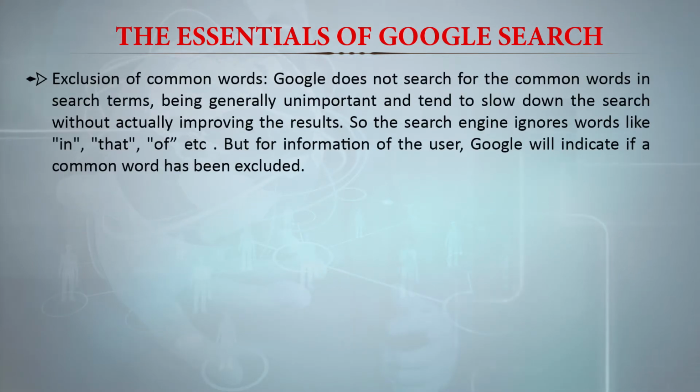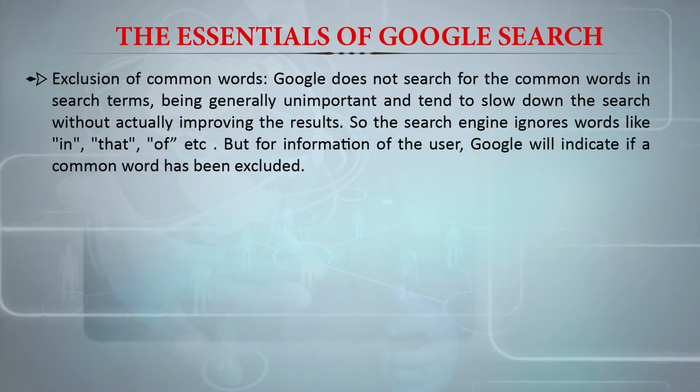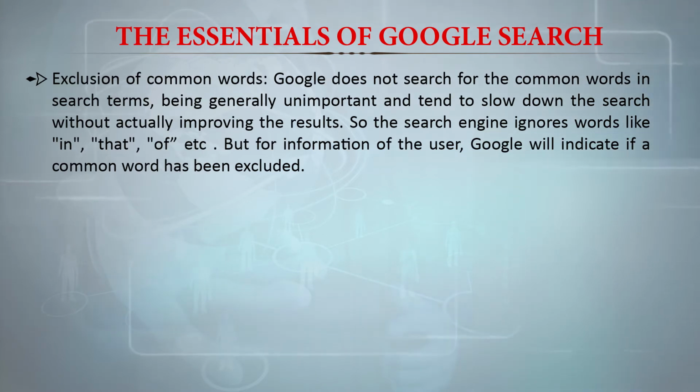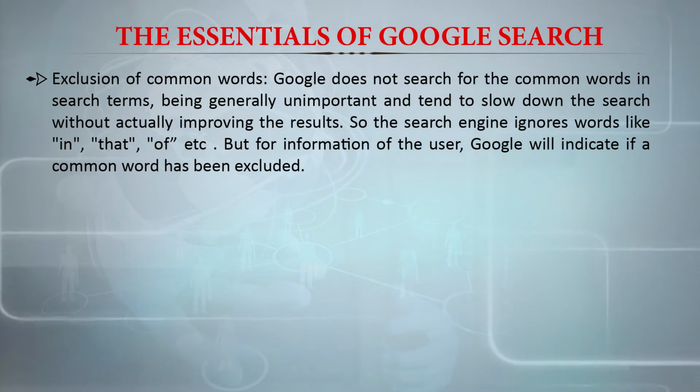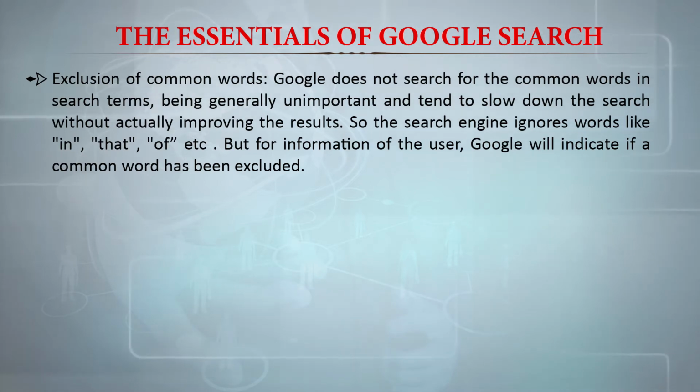Then exclusion of common words. Google doesn't search for common words in search terms, being generally unimportant and tending to slow down the search without actually improving the results. So, the search engine ignores words like in, that, of and similar such words, but for the information of the user, Google will indicate if a common word has been excluded.